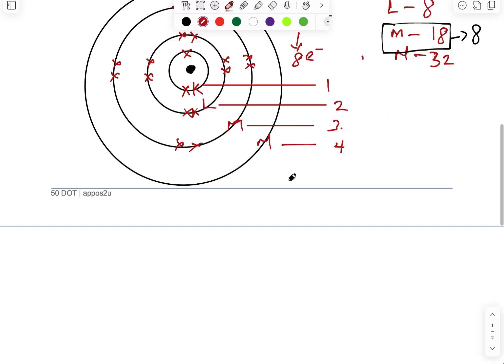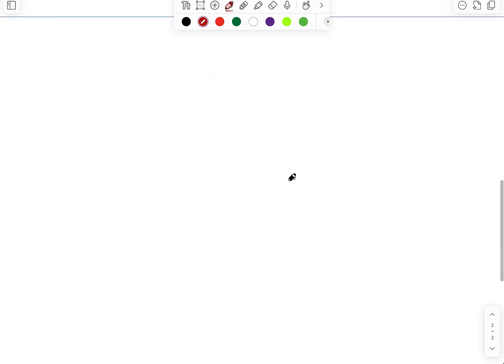So let's do something else. Let's do chlorine that I just said now. So chlorine has what atomic number? The atomic number of chlorine is 17. So therefore, chlorine will also have 17 electrons.